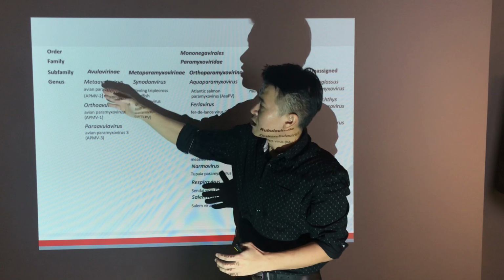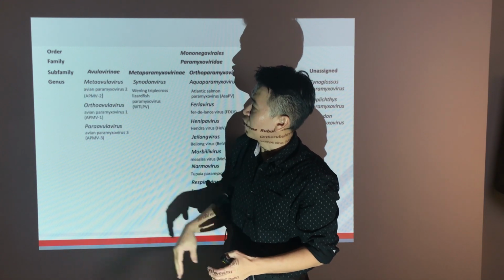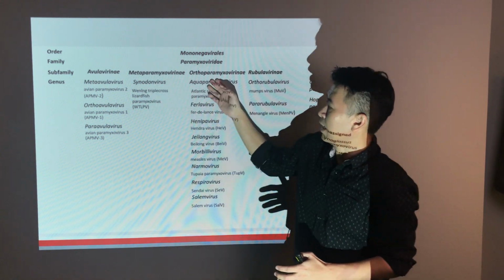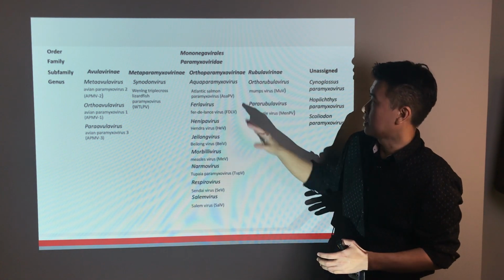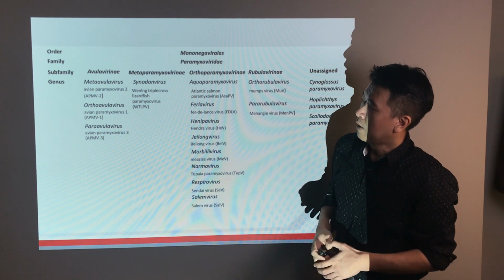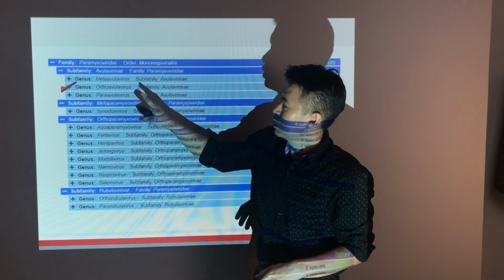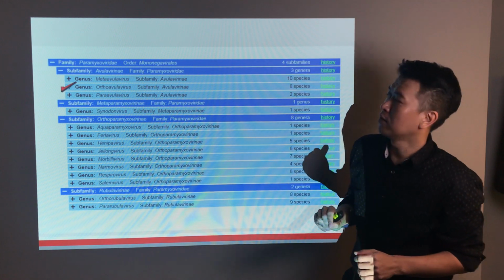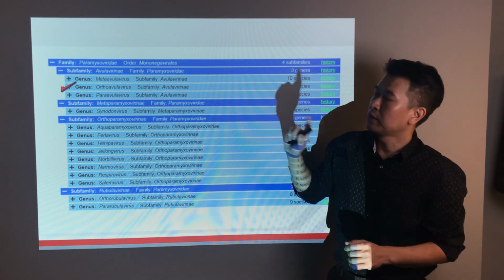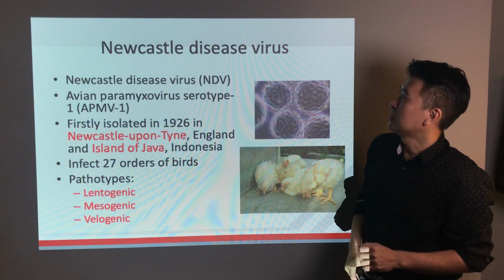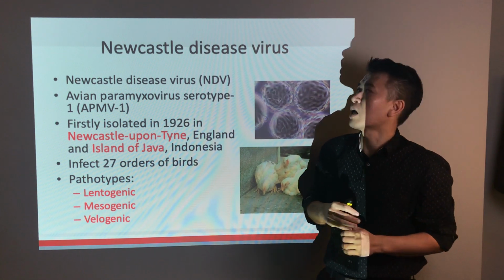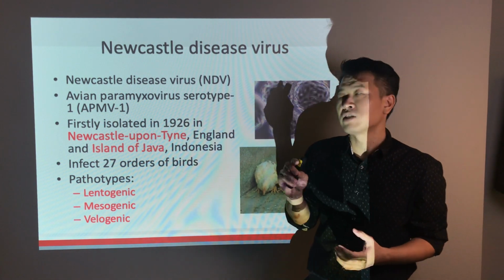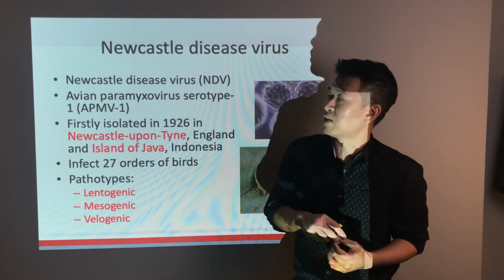So in each of the subfamily, we have genus of Metaavulavirus, Orthoavulavirus, Paraavulavirus, and so on and so forth, what you can see in this whole list, right? So the one that we are interested in is Orthoavulavirus, where this is the virus that the Newcastle disease virus is being classified in. The virus that we are interested in is this NDV.